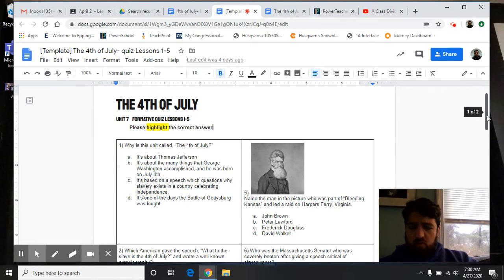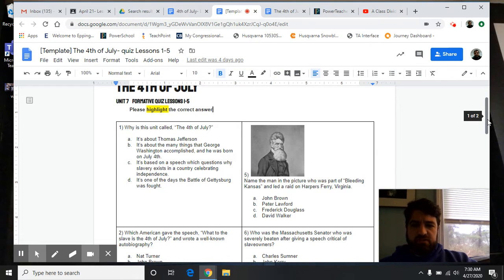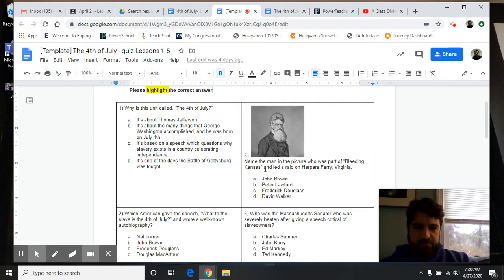Number one, why is the unit called the 4th of July? The answer is C. It's based on a speech which questions why slavery exists in a country celebrating independence. So it's not just necessarily about slavery, although that was the original topic of the speech. Let's go ahead and jump over to number five right here. It says, who is the man in the picture? When we say Bleeding Kansas or Harper's Ferry, you should be thinking about John Brown there.